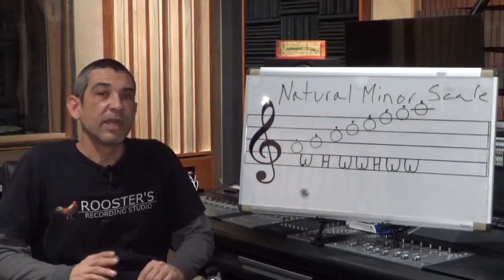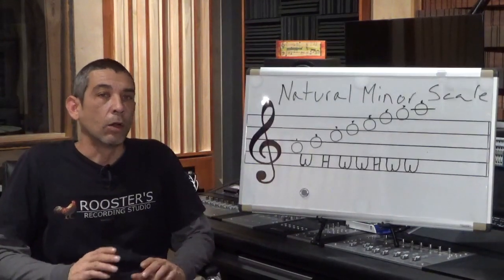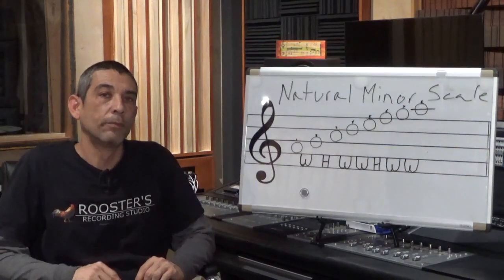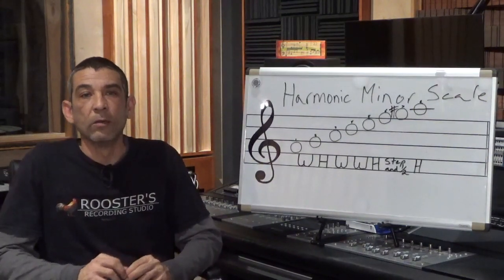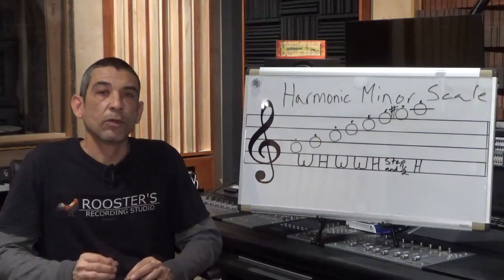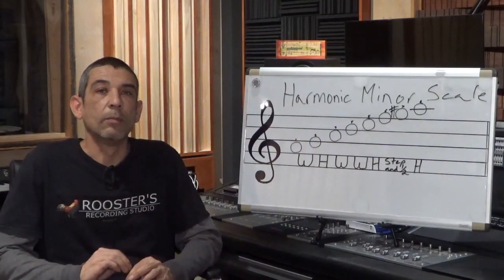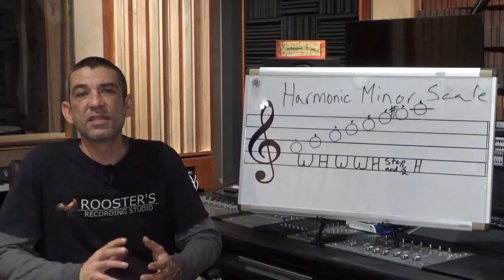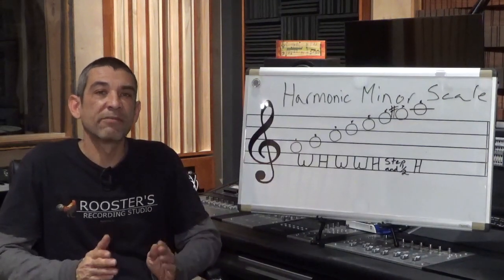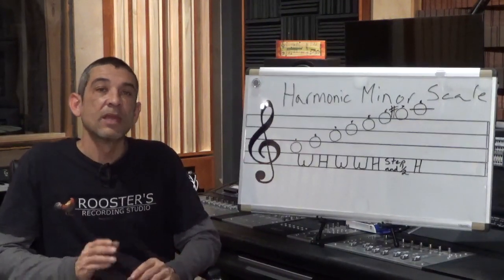The intervals to make a natural minor scale are whole, half, whole, whole, half, whole, whole. To make the harmonic minor scale, you raise the 7th scale degree of the natural minor scale by half a step. This makes the intervals become whole, half, whole, whole, half, step and a half, half.